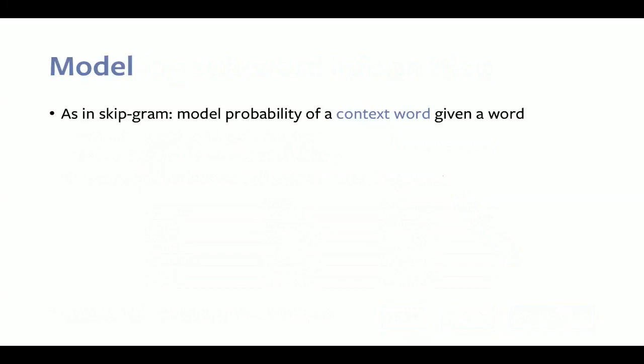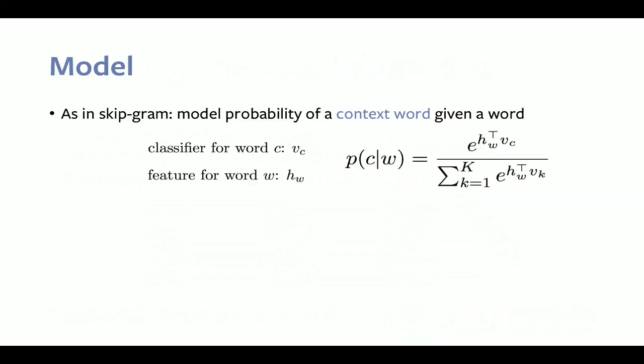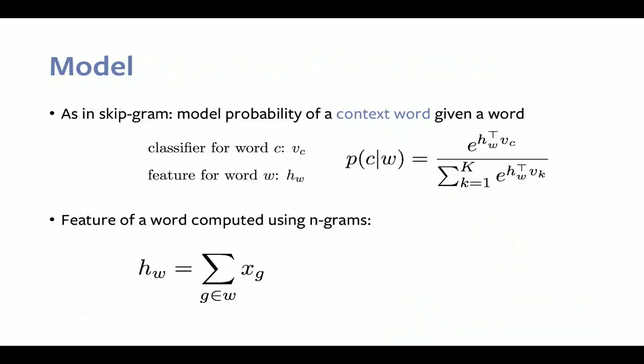So the model is roughly like skipgram. We want to model the probability of a context word given a word. We have a classifier for the context. We have a feature for the word, now H, not X. As usual, the softmax. And the feature for the word is computed using n-grams. So we take all the character n-grams, but we actually also use the word itself.